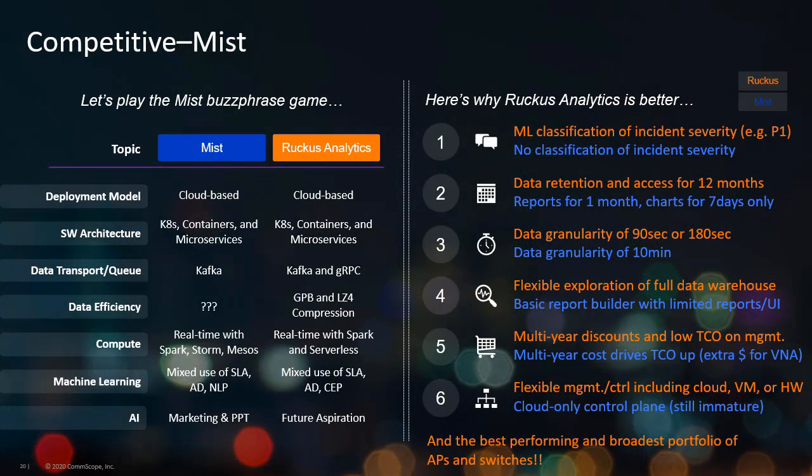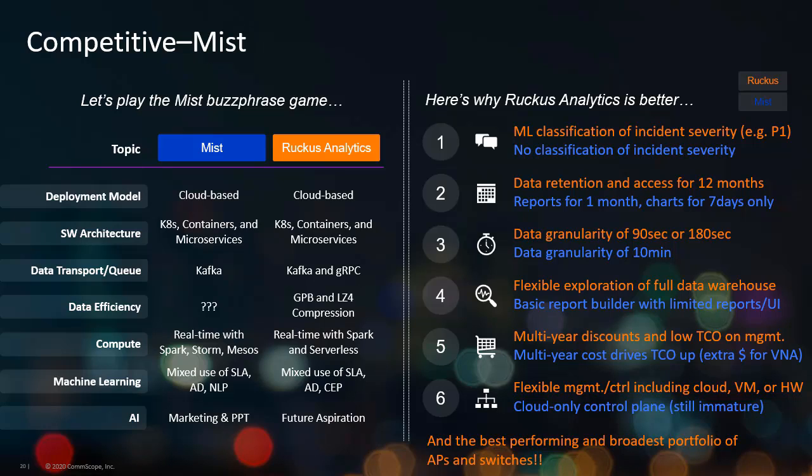Let's look at some of our competition. One frequent question that comes up is how do we compete against Mist, who is now a Juniper company? Mist does a lot of advertising about being a cloud-native software company, and all their tooling is based on the latest cloud technologies. RUCKUS Analytics has been in development for over 1.5 years and is a purely cloud-native software application.